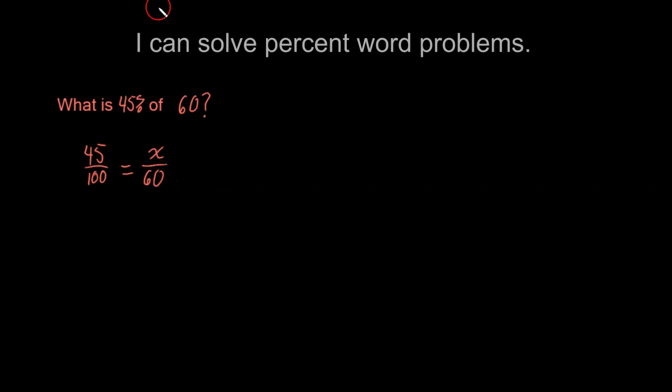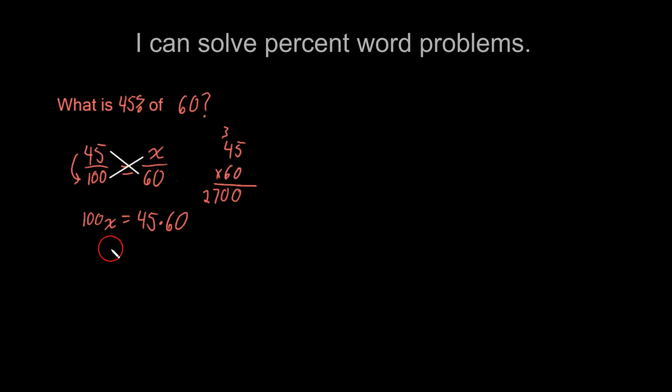Now that we've got our two ratios set up and we've got our proportion, we can solve this using our cross product. So we get 100x is equal to 45 times 60. Let's skip the zero, since it's not going to add anything. Start in the ones place: 6 times 5 is 30, so we put a 0 here and 3 up here. 6 times 4 is 24 plus 3 is 27. So we get 2700.